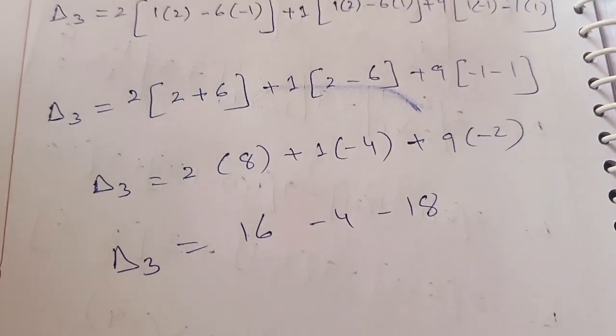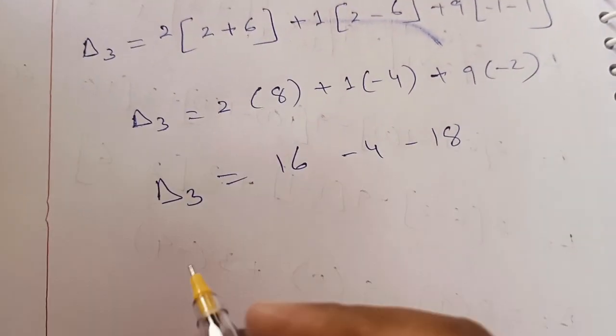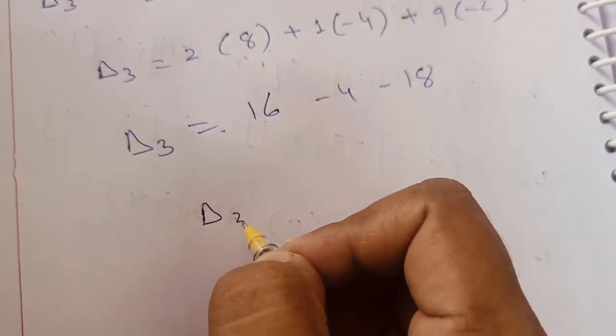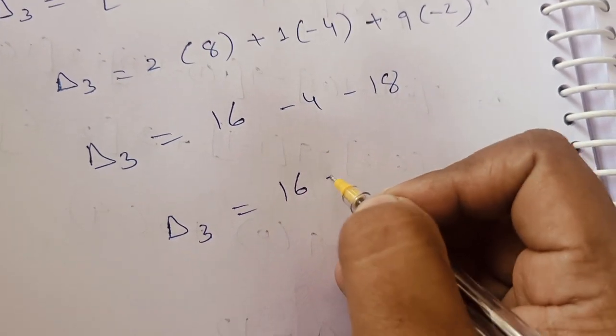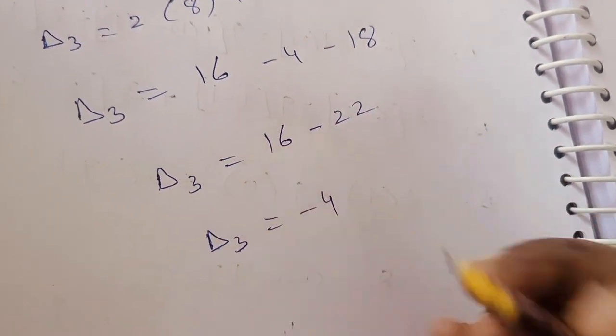Delta 3 is equal to 16 minus 4 minus 18. 16 is positive, minus 4 minus 18 becomes minus 22. So delta 3 is equal to 16 minus 22. Delta 3 is equal to minus 4.